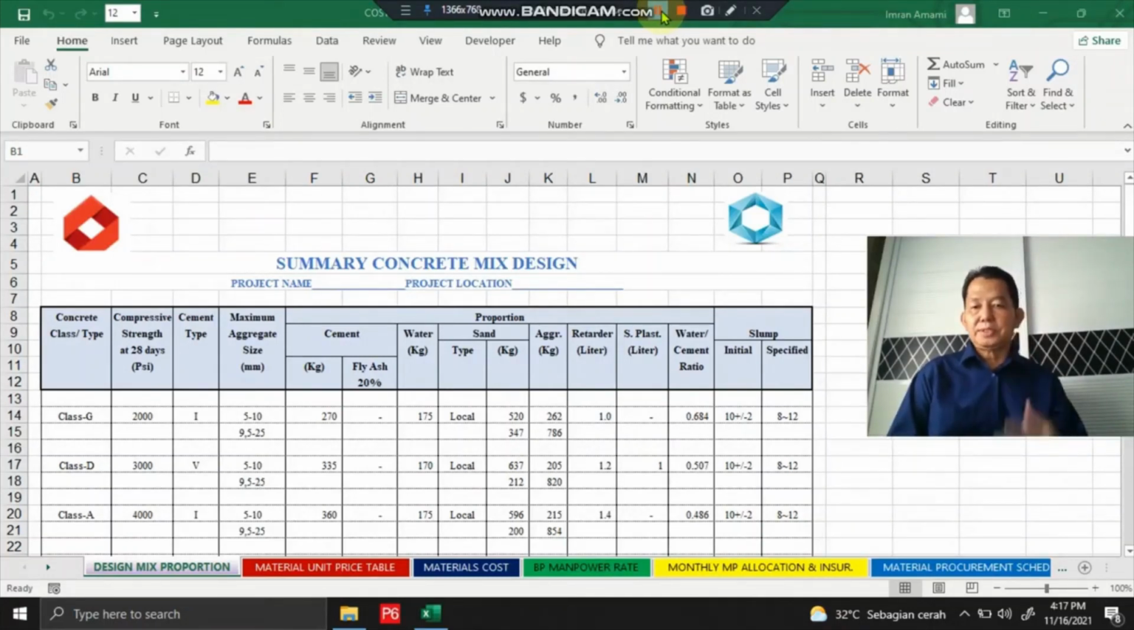Now I would like to discuss how to compose a cash flow for Beijing plant operation for ready-mix concrete supply for construction in the oil and gas field.